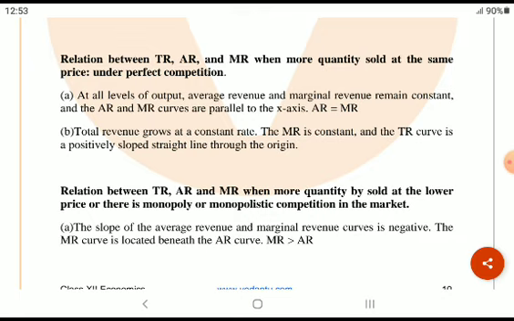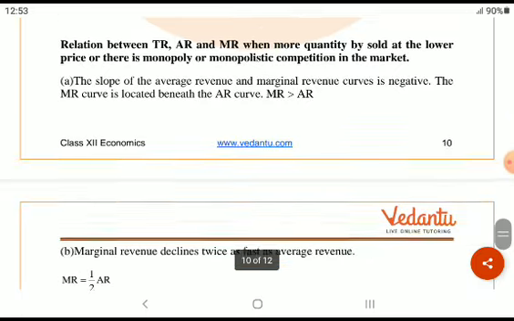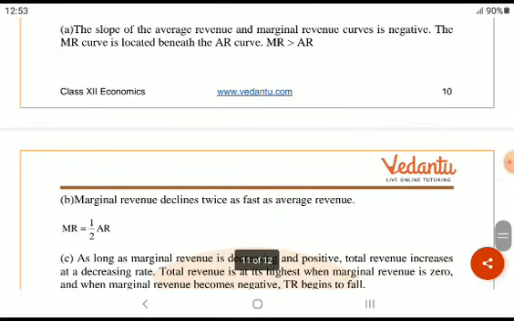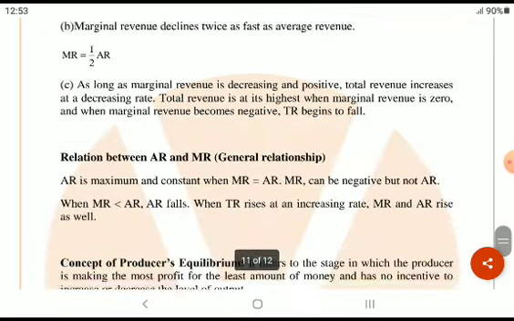The MR is constant and the TR curve is a positively sloped straight line through the origin. Relationship between TR, AR and MR when more quantity is sold at a lower price, or there is monopoly or monopolistic competition in the market. In the market, the slope of the average revenue and marginal revenue curves is negative. The MR curve is located beneath the AR curve. MR is smaller than AR. Marginal revenue declines twice as fast as average revenue. MR is equal to 1 by 2 AR.